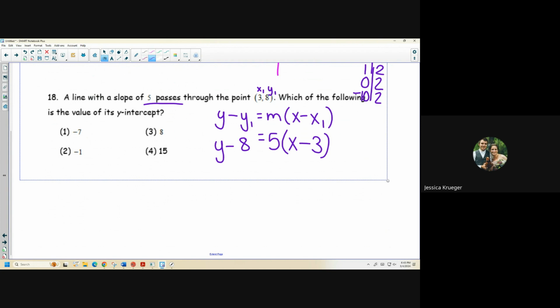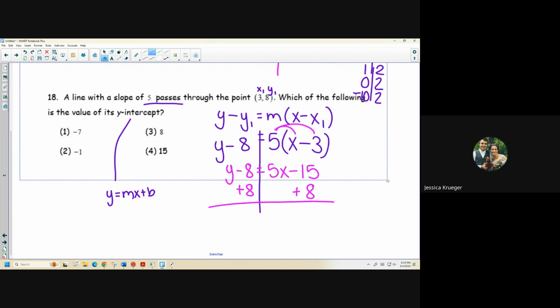So now if I want to know the y-intercept, I've got to get it in y equals mx plus b form, which means no parentheses and y is alone. How do we get rid of parentheses? Well, we distribute. And then how do we get y alone? We add 8 to both sides. Negative 15 plus 8 is minus 7. There's my y-intercept right there.